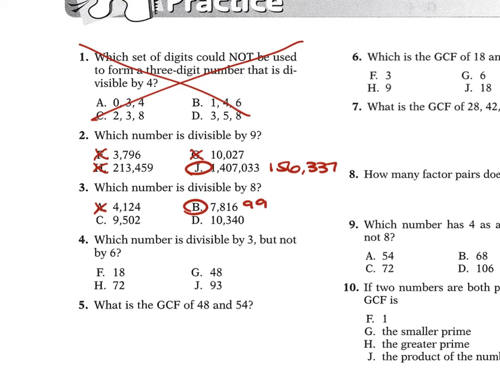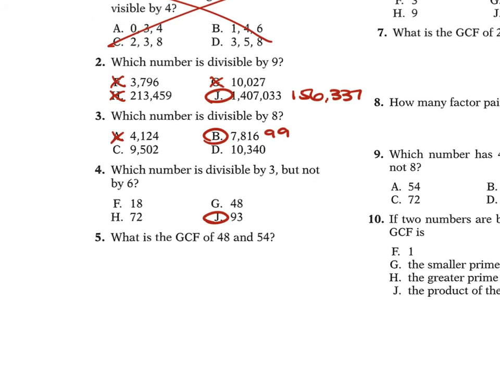For 4, it asks which number is divisible by 3 but not 6. We know that if a number is divisible by 6, it's also divisible by 3 and 2. So we just have to see if the number is divisible by 6. If it is divisible by 6, then it's not our answer. 18 is divisible by 6, so F is not our answer. 48 is divisible by 6, so G is not our answer. 72 is divisible by 6, so that's not our answer. J is our answer.